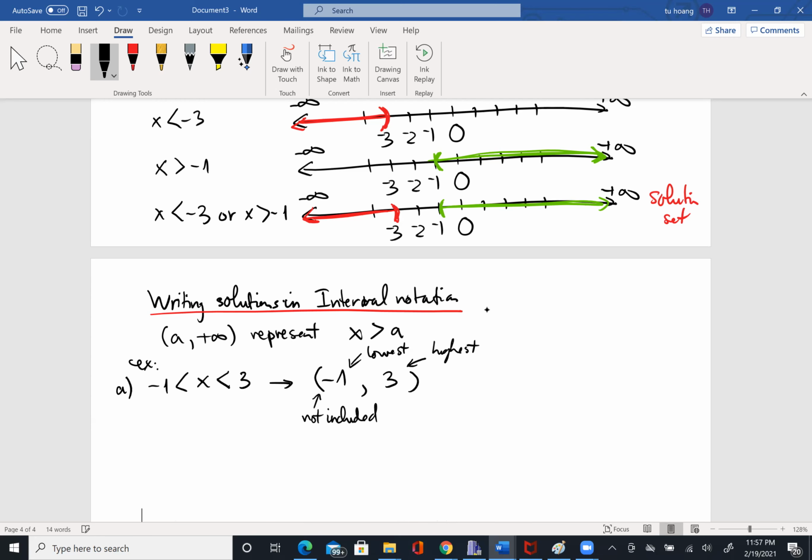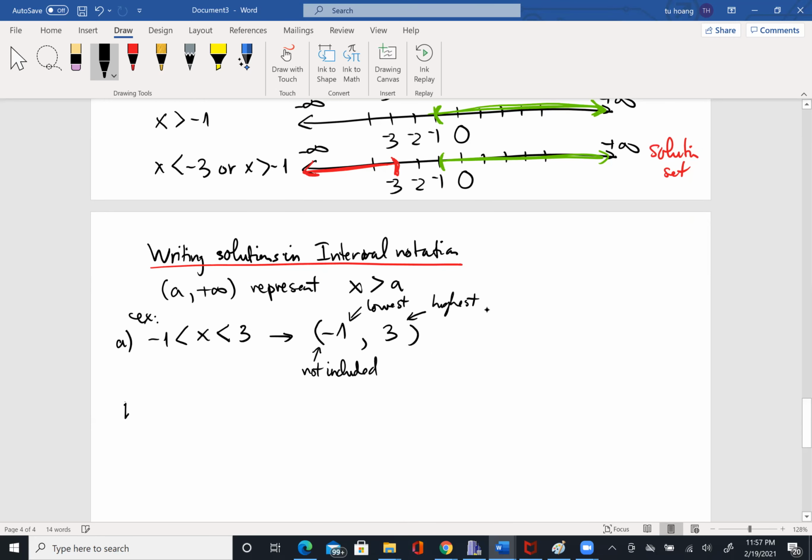Let's do some more examples. What about B? I have -3 less than x and x less than or equal to 2. So I have parentheses because it does not include the -3, right? And I know that -3 is going to be the lowest value. So put -3 here, a comma, and then the highest value of x is going to be 2. So I put 2, but now I include 2, so I have the bracket. Okay, so it's included.